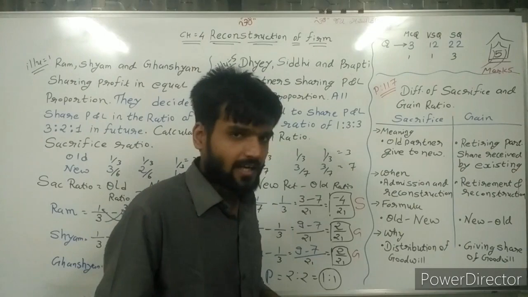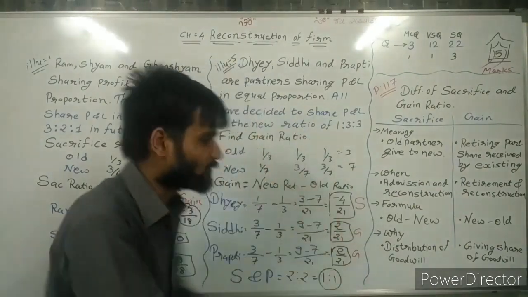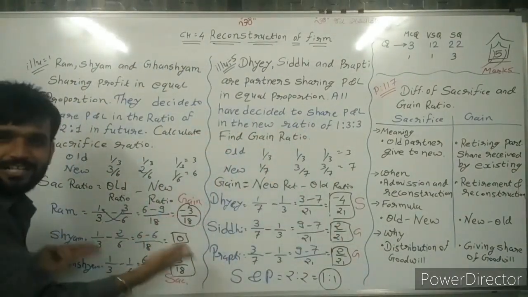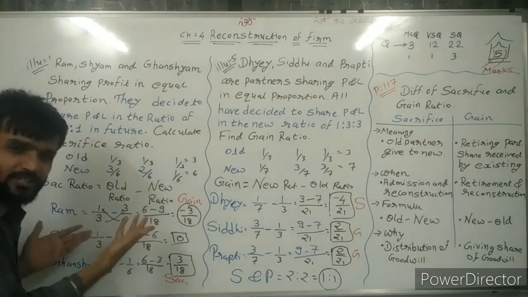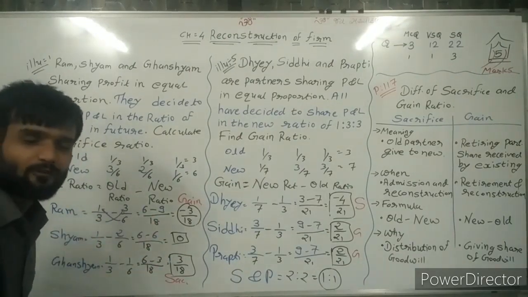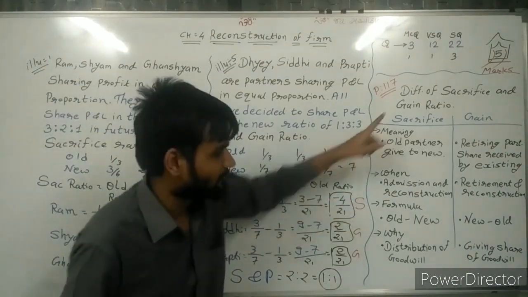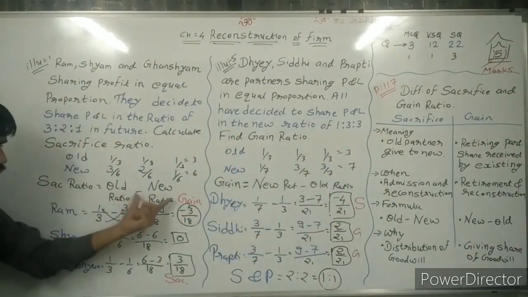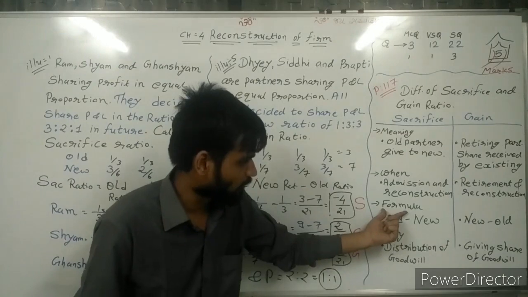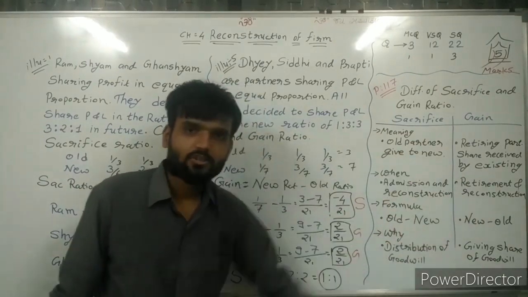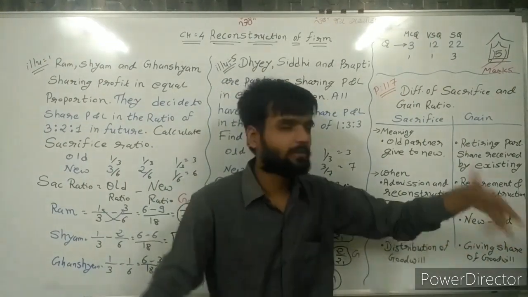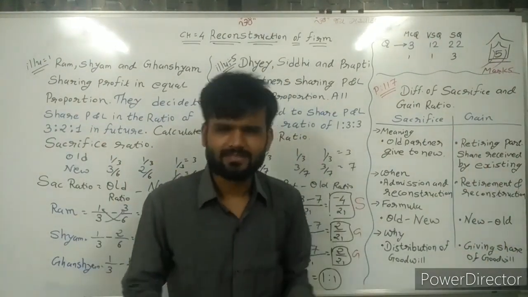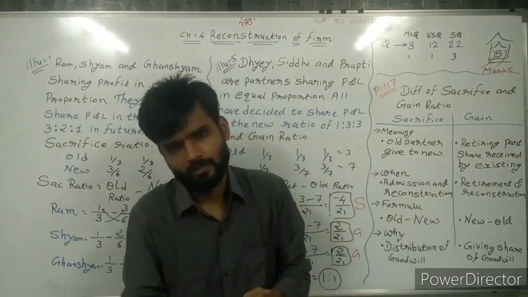Then next, sir, what is the formula? We have already used that formula here. Which is the formula? Sacrifice means old ratio minus new ratio. So the sacrifice formula is old ratio minus new ratio. The opposite of this, new minus old, becomes gain. Simplest one.